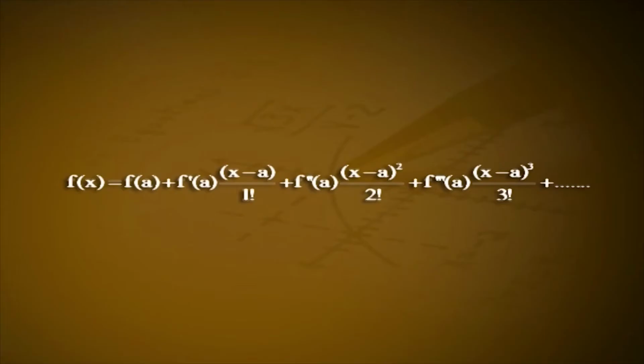Expansion of cos x. Here Taylor series again, f of x is equal to f of a plus f dash of a into x minus a by 1 factorial plus f double dash of a into x minus a all square by 2 factorial plus f triple dash of a into x minus a all cube by 3 factorial plus and so on. The first, second and third derivatives of cos x are minus sin x, minus cos x and sin x respectively. Let f of x is equal to cos x. Therefore, f of 0 is equal to cos 0 is equal to 1.